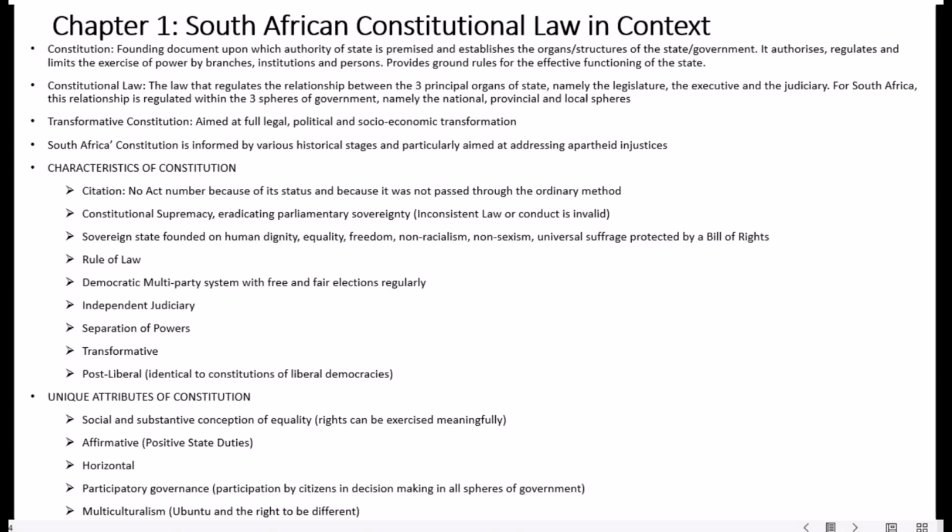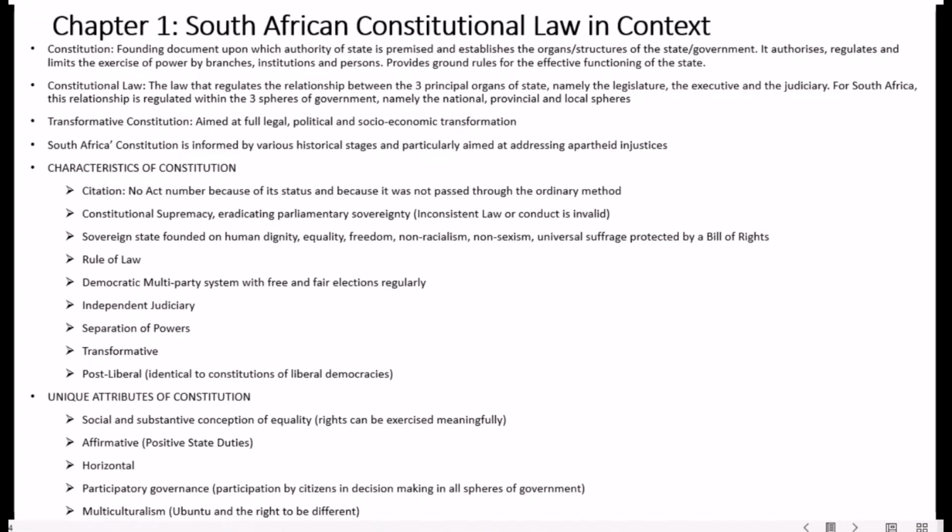that, those historical stages where it talks about the union state, the previous constitutions that were enacted and all of that. So you'll find that in I think it was the first tutorial. So yeah, it's informed by those various historical stages and particularly aimed at addressing the apartheid injustices.